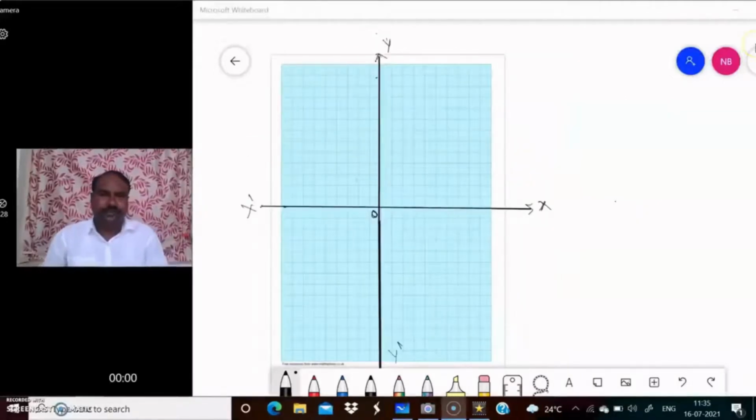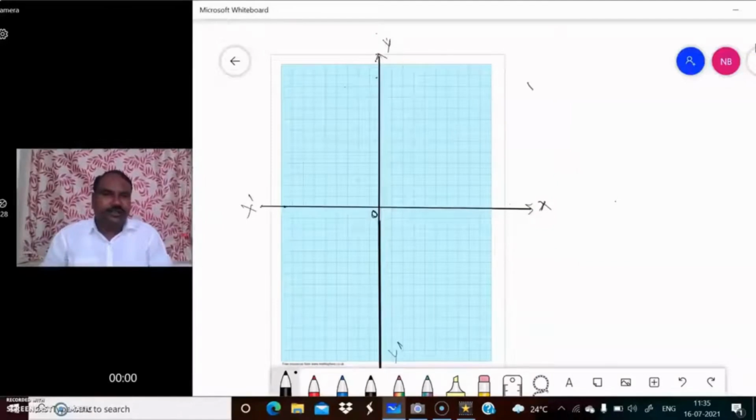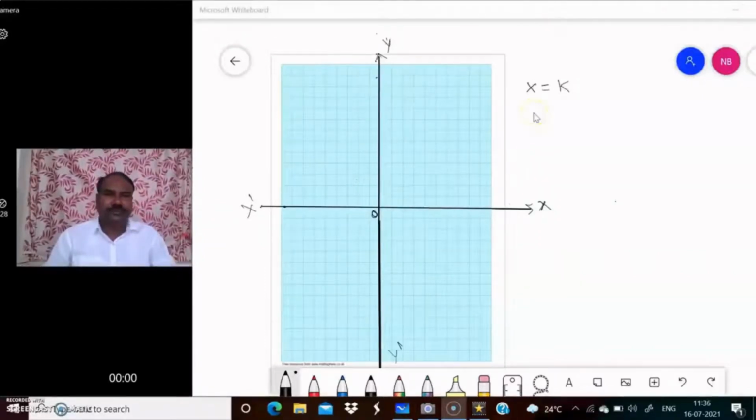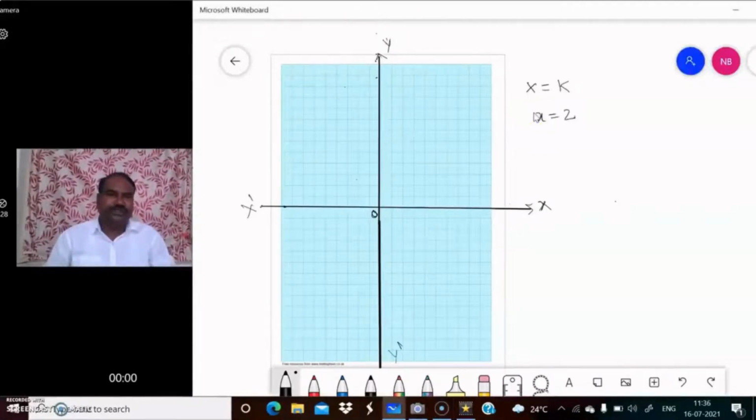Here x equal to k represents a straight line which is parallel to y-axis. For example, if x is equal to 2, that is all the y coordinates vary, x coordinate is 2, here 1, 2, 3, 4, 5, 6, like that. If you take all these x coordinates nothing but 2, we will get a straight line which is parallel to y-axis and 2 units distance from it.